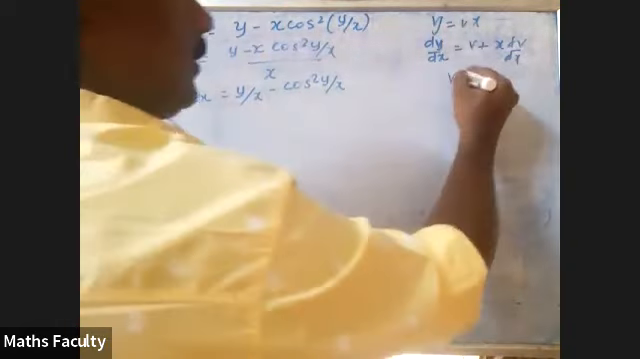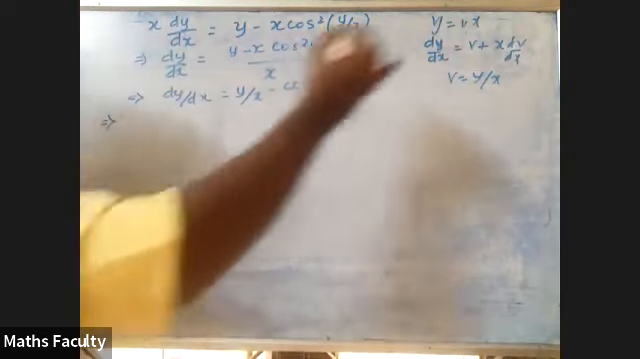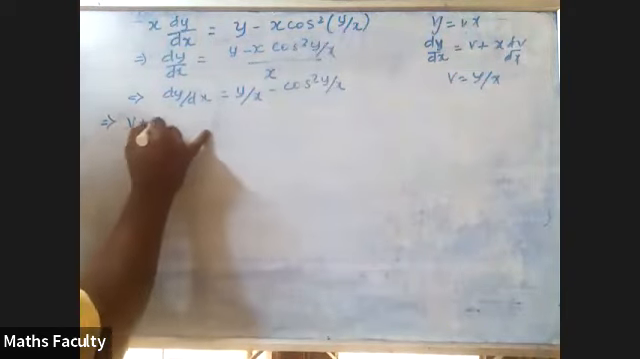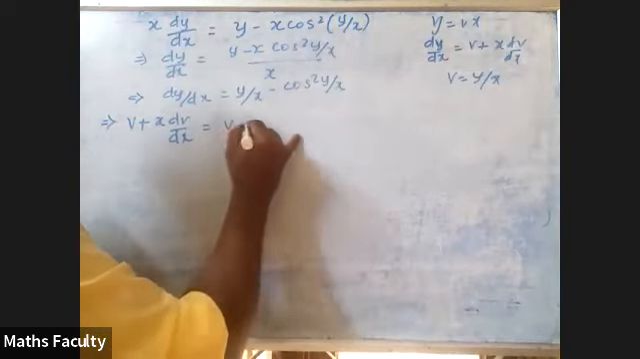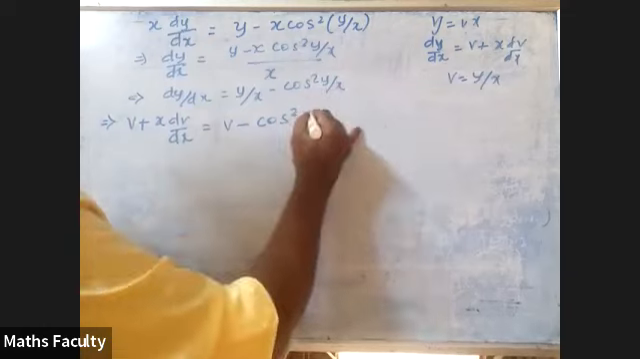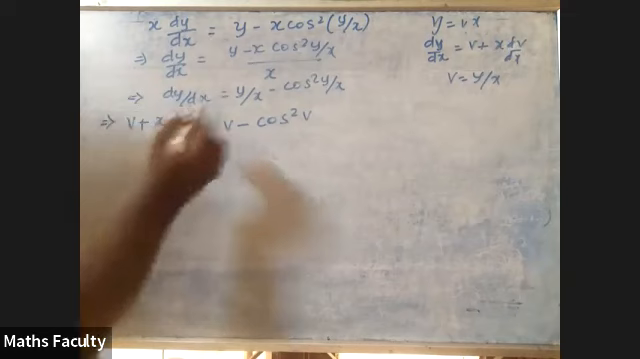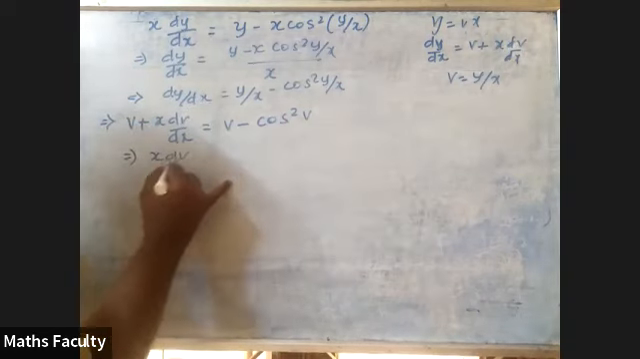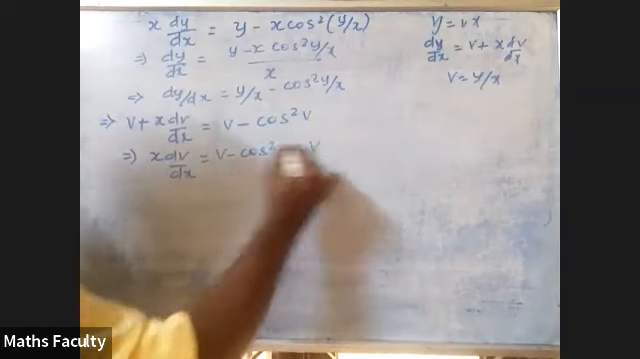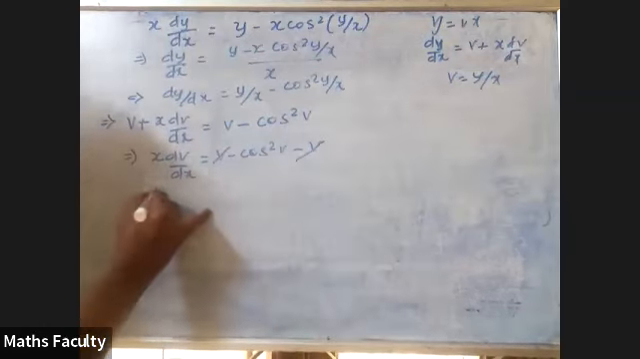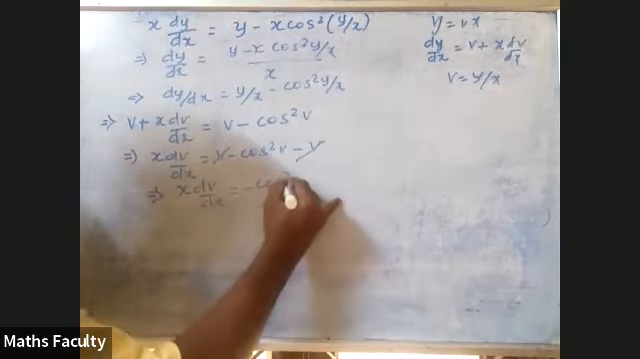Here v is equal to y by x. Now, instead of dy by dx, I can substitute v plus x dv by dx. Instead of y by x, I can put v, so it is cos squared v. Separating, dy by dx equals v minus cos squared v. The v minus v cancel. We can write this as x dv by dx is equal to minus cos squared v.